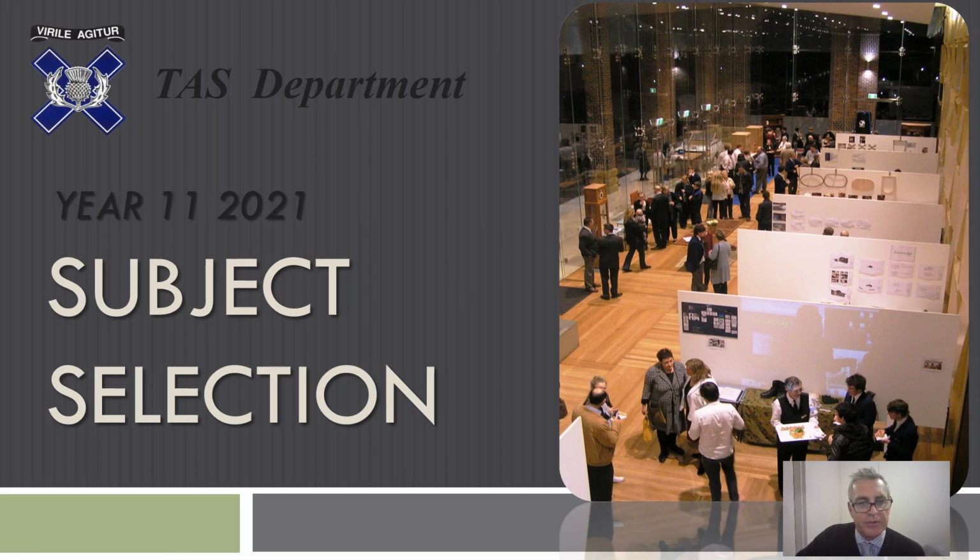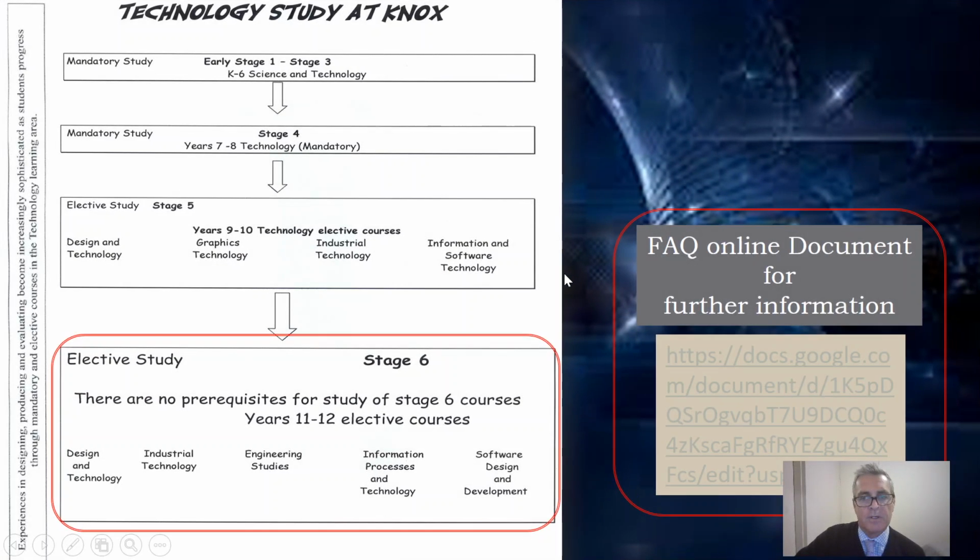So we're going to focus this evening, or this little presentation, on the three: Design and Technology, Industrial and Engineering Studies. Apologies if there were some problems logging into the Zoom, some technical issues there, so we've produced this video in light of that. So first things are, where are the courses that existed in stage 5 and is there a prerequisite for studying in stage 6?